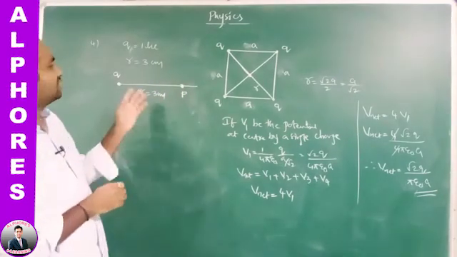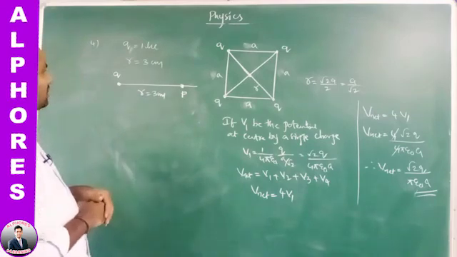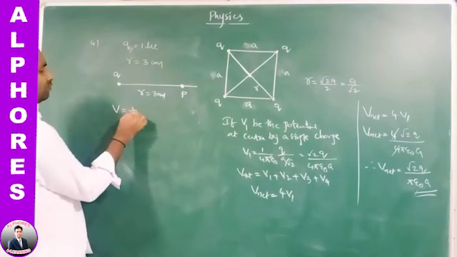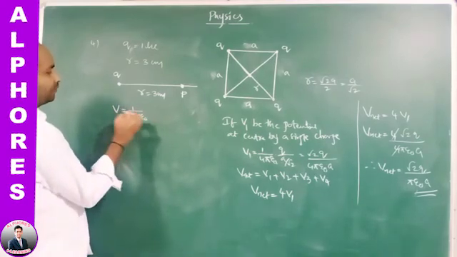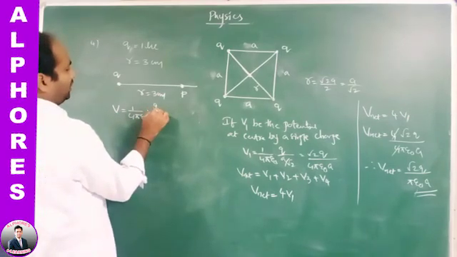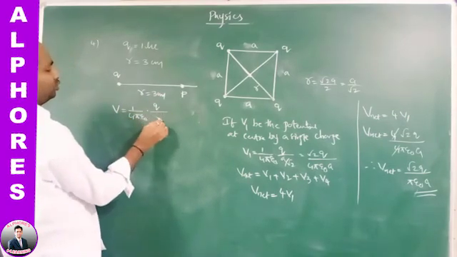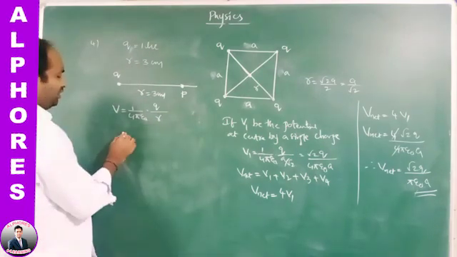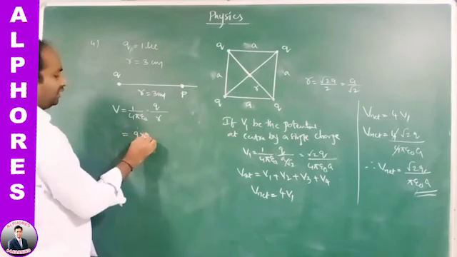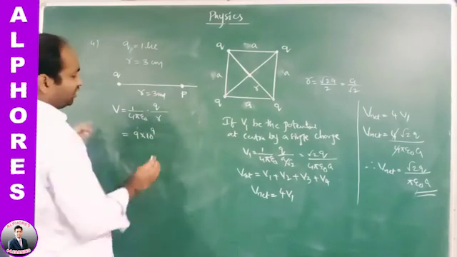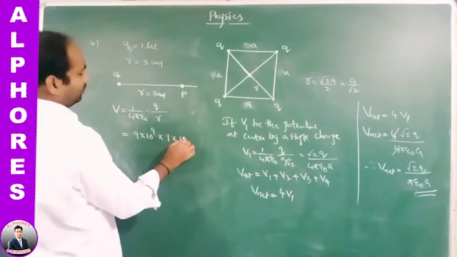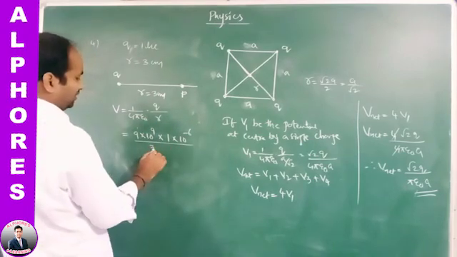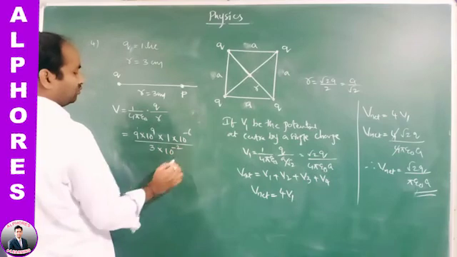This is the expression for potential due to a point charge. V is equal to 1 by 4 pi epsilon naught Q by R. Q is 1 microcoulomb. 1 by 4 pi epsilon naught is 9 into 10 power 9, Q is 10 power minus 6, and R is given as 3 centimeters, that is 3 into 10 to the power of minus 2 meters.